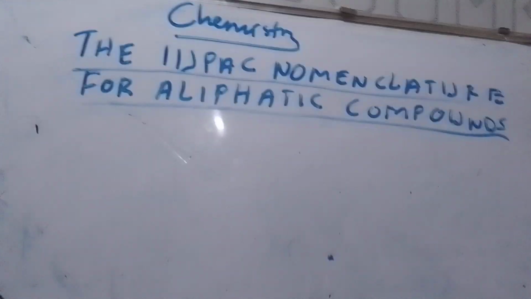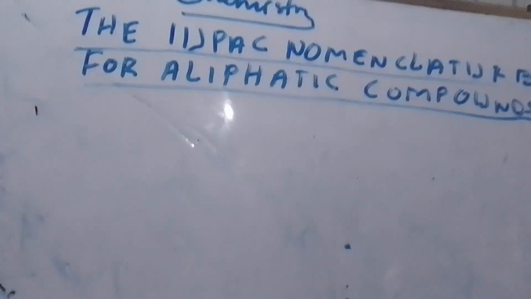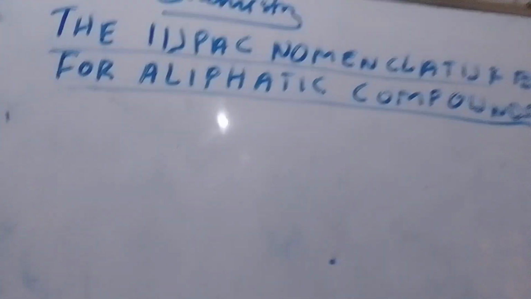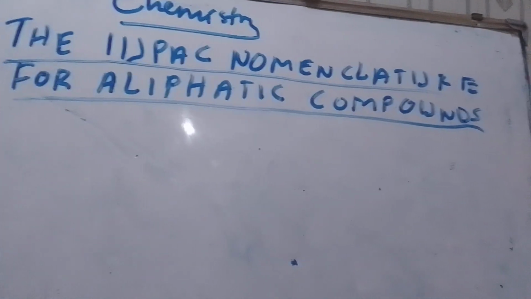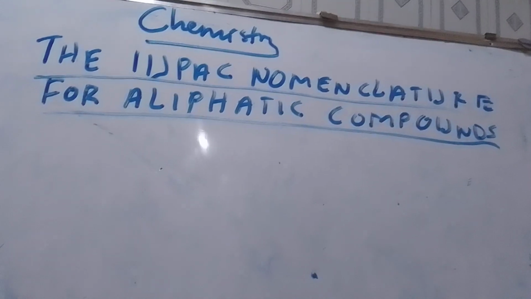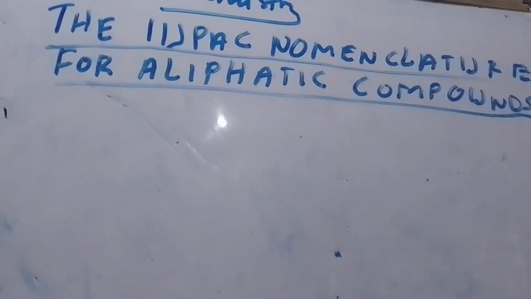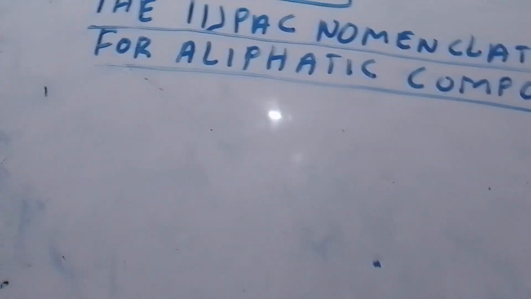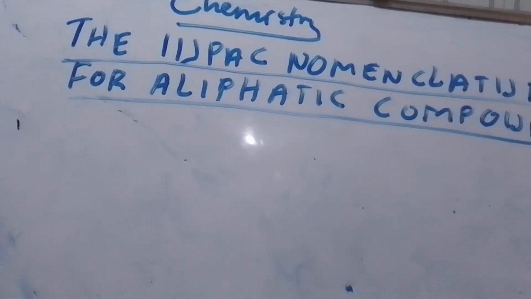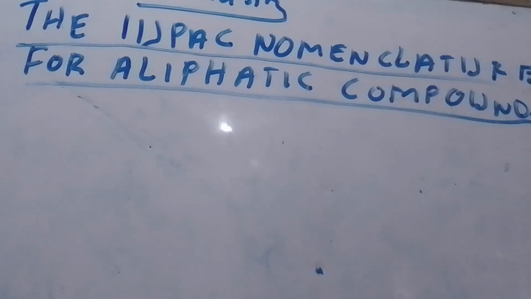Okay, welcome to class. In today's class, we're looking at a very important topic in chemistry. We call it the IUPAC nomenclature for aliphatic compounds. We are talking about IUPAC, the International Union of Pure and Applied Chemistry. The nomenclature simply refers to the method used in naming compounds.